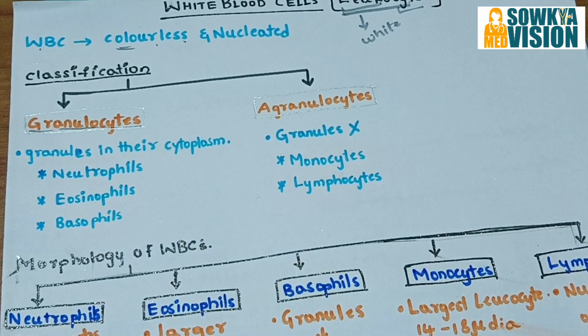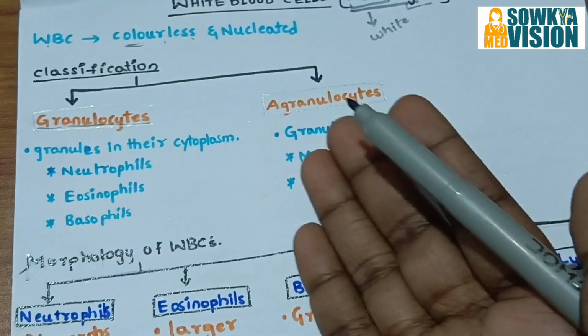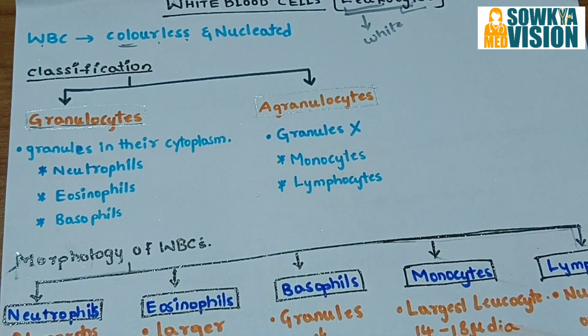The white blood cells are classified as granulocytes and agranulocytes based on the presence or absence of granules. Granules are present in the cytoplasm of the cell. Based on their presence or absence, the WBC cells are divided into granulocytes and agranulocytes.